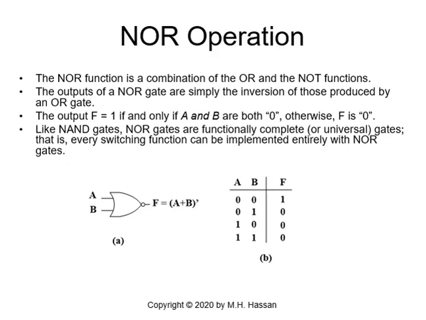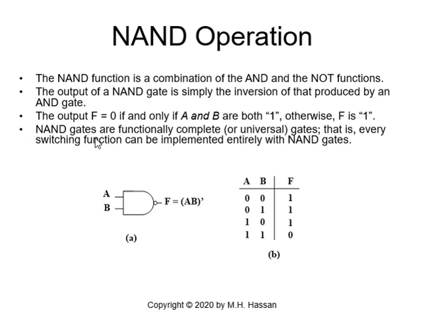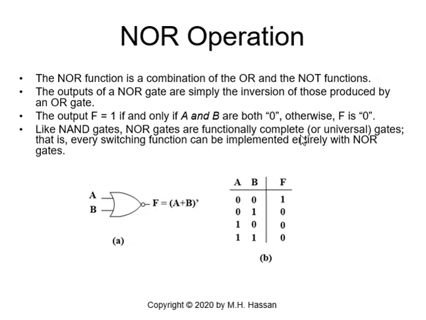NAND gates are functionally complete or universal gates. That is, every switching function can be implemented entirely with NAND gates. So both NAND gates and NOR gates are universal gates. Again, the truth table for the NOR gate: F will be 1 if and only if both inputs are 0. So A is 0 and B is equal to 0, and otherwise F is 0.